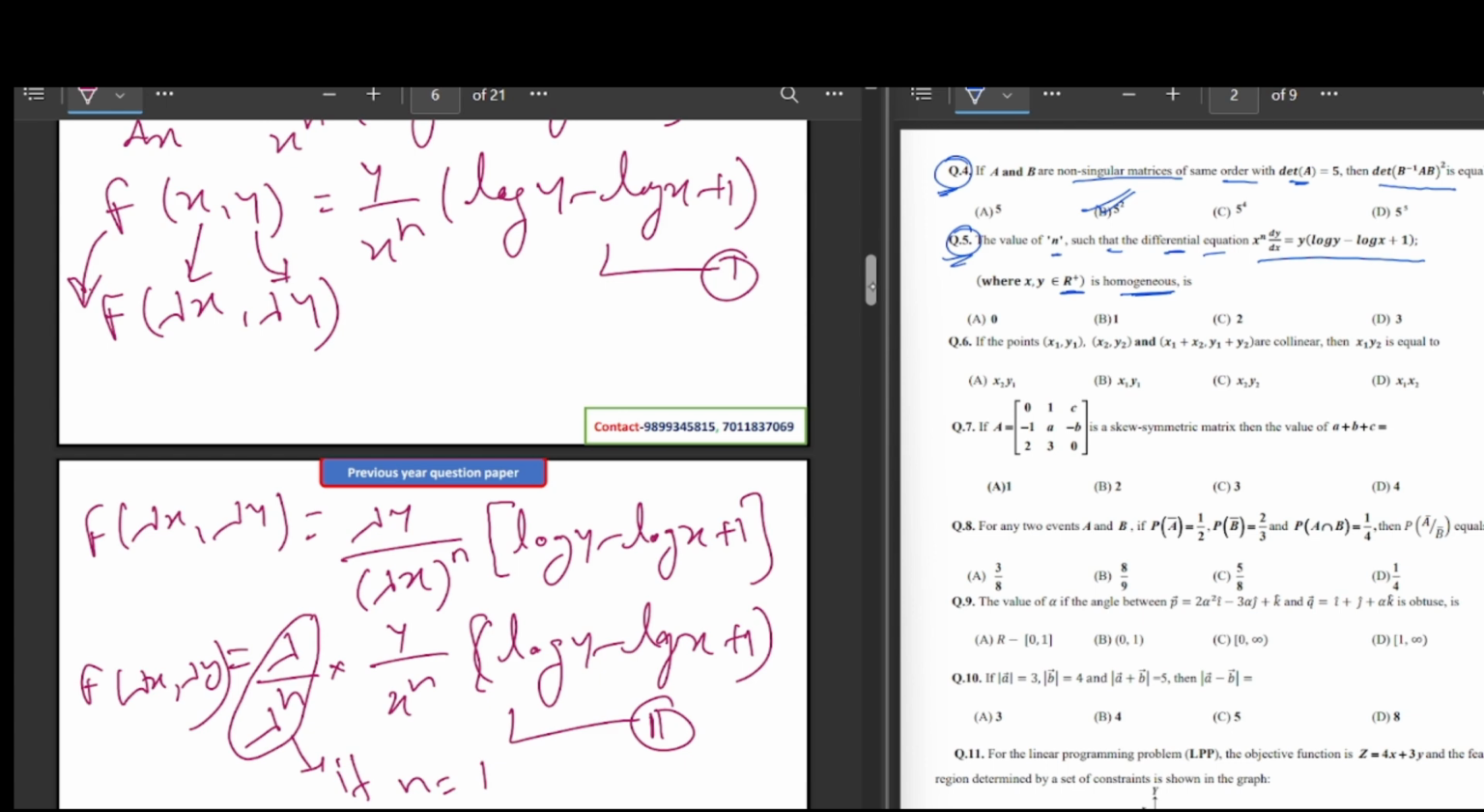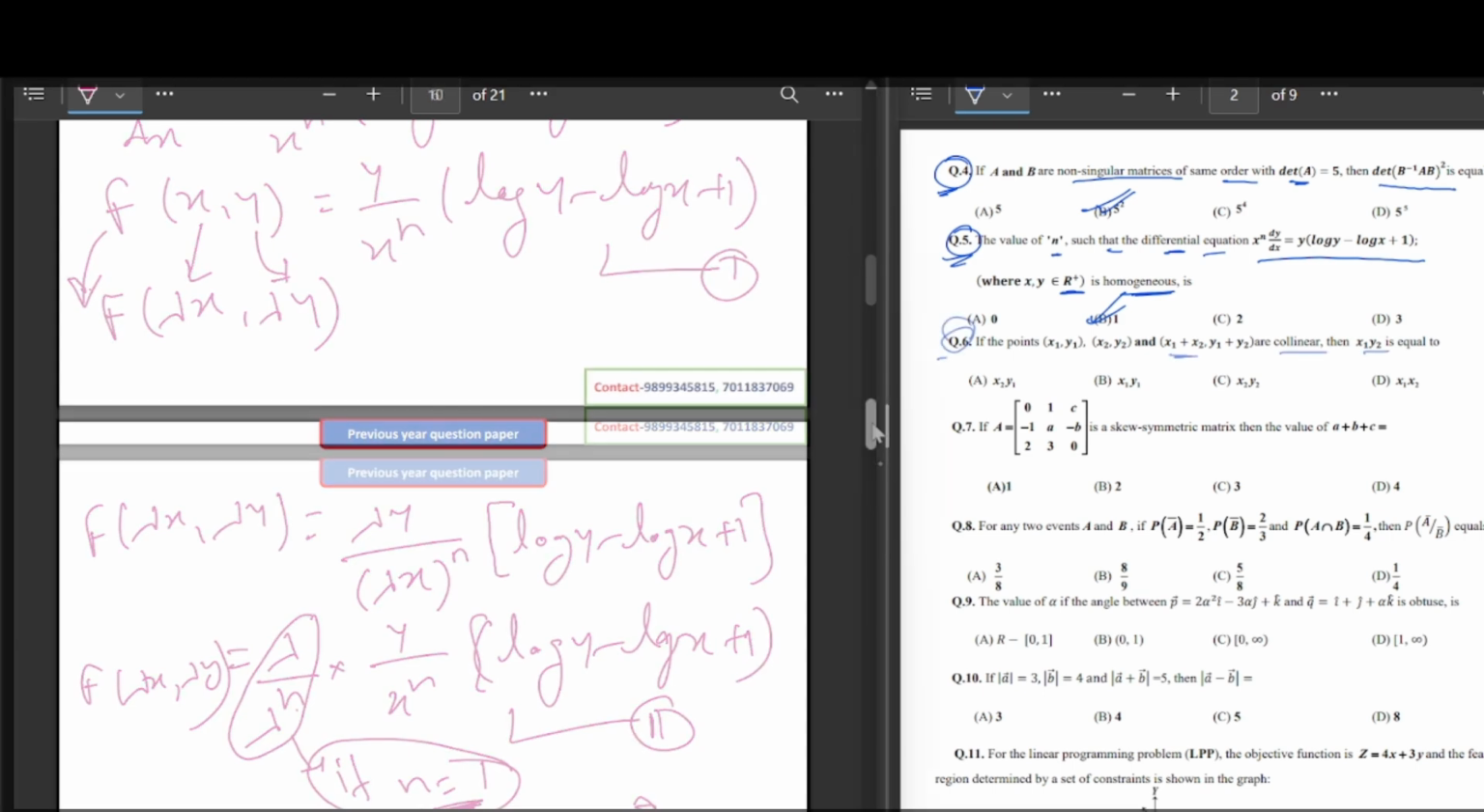The condition is also for the homogeneous: if f of lambda x and lambda y equals lambda f of x, y, we can say the function is homogeneous. If we put n equal to 1 in here, then y and lambda should be cancelled out and equation 1 and 2 will be equal. So for n equal to 1, the equation will be homogeneous. So here option number B is correct.